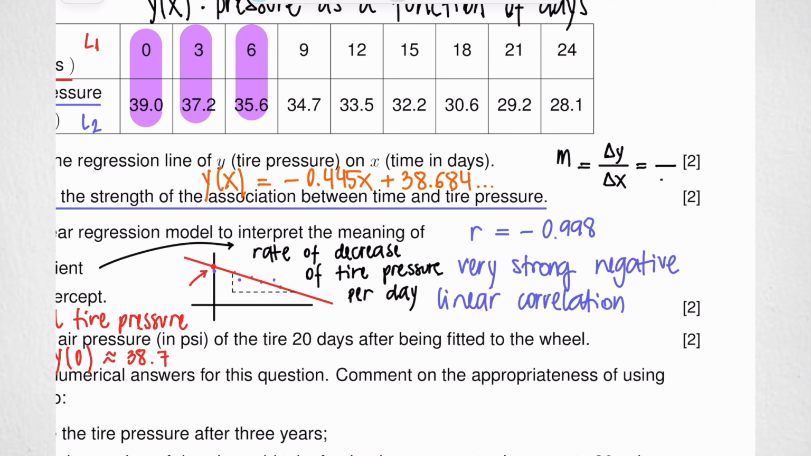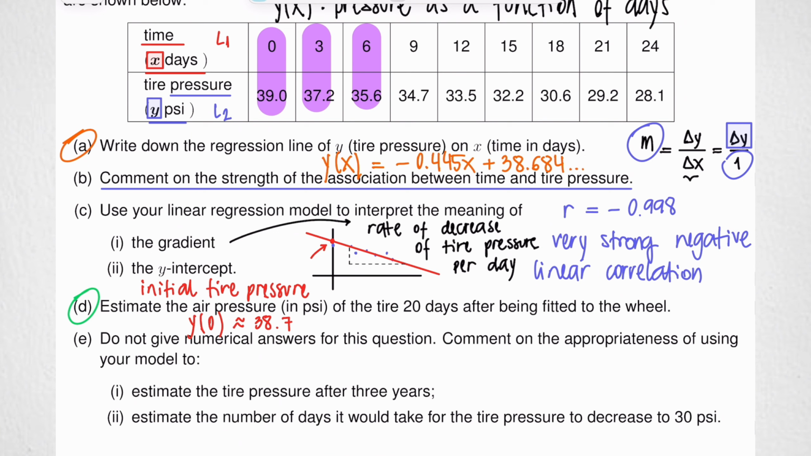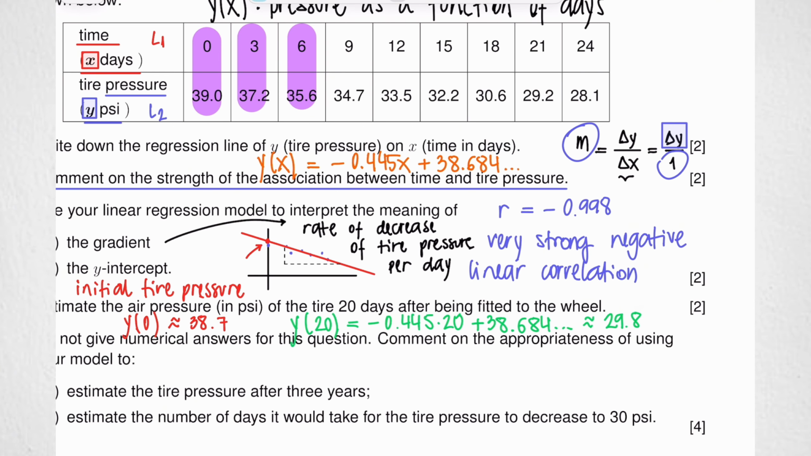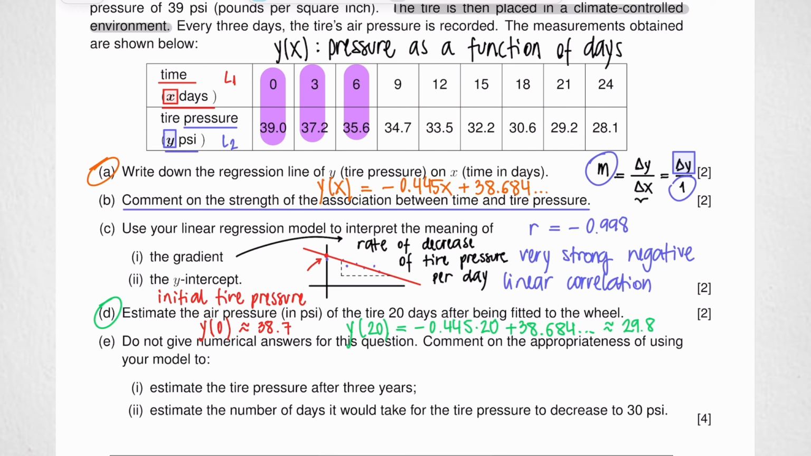So when the change in x is 1, which means 1 day, what we get for the slope is the change in y, which means the change in the tire pressure. Now this is negative because, well, the slope is negative in this case. It could be a rate of increase for other contexts. We can, with our model, for example, for question D, estimate the tire pressure after 20 days, which in this case is going to be approximately 29.8 psi. And we can do these calculations whenever we're inside the domain that we used to create this model.